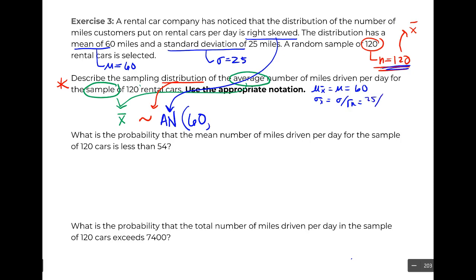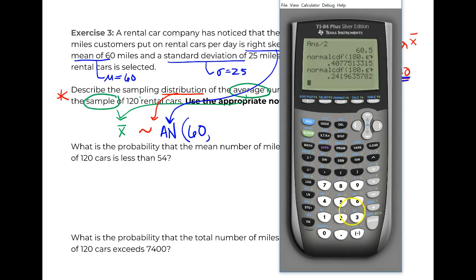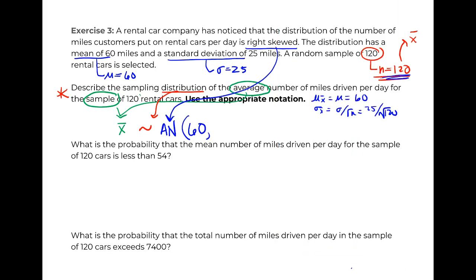So 25 divided by the square root of 120. Grab my calculator. 25 divided by the square root of 120. 2.2822. All right, so this is supposed to give us the thing of like, okay, let's get rid of that. We're using this in the next question, of course.